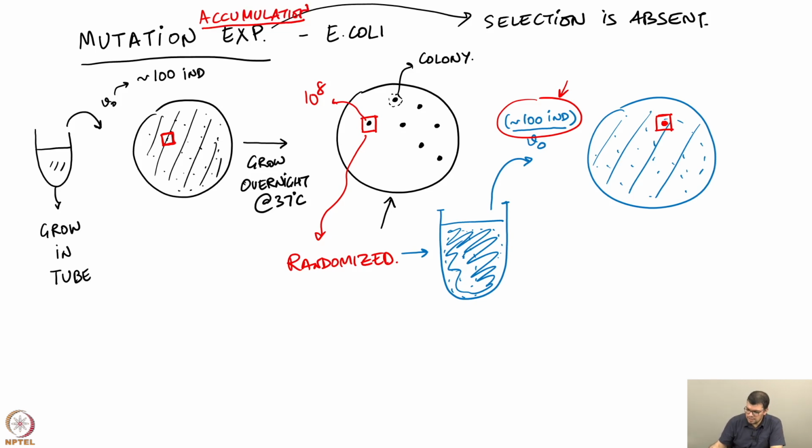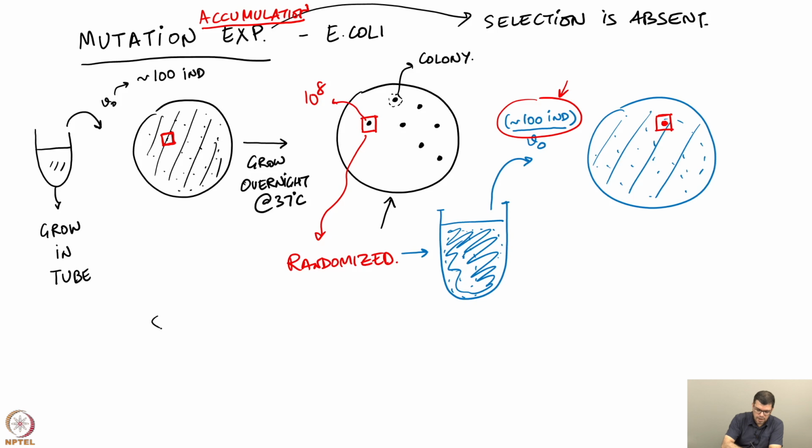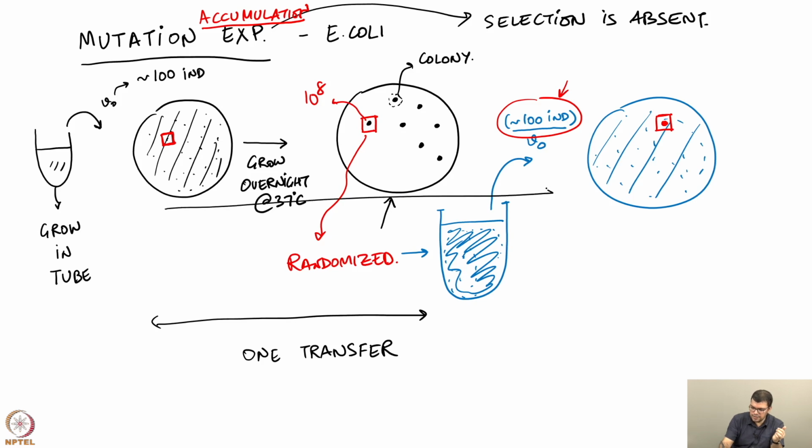So, what is a typical readout from this experiment? This process is called one transfer. In a typical mutation accumulation experiment, you will do this maybe 200 times, 300 times. And as we saw with Lenski's experiment, you will not do only one line, you will do several lines in parallel. Let us say you do 100 lines in parallel like this, and you are doing this parallel work for 200 transfers.